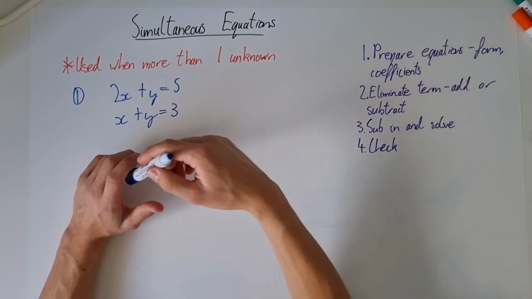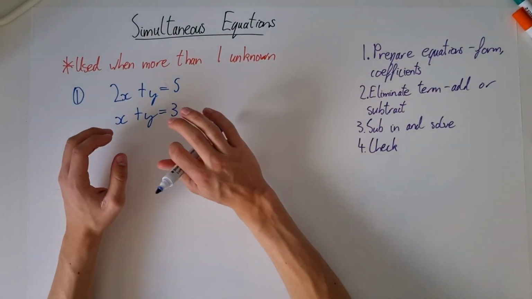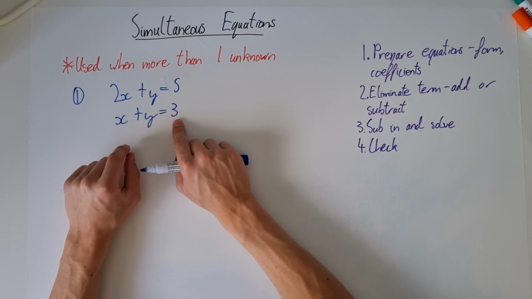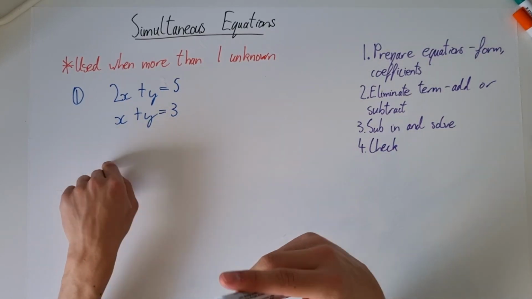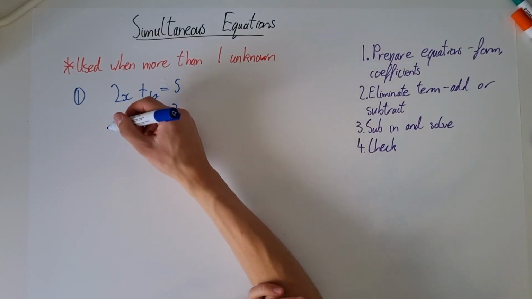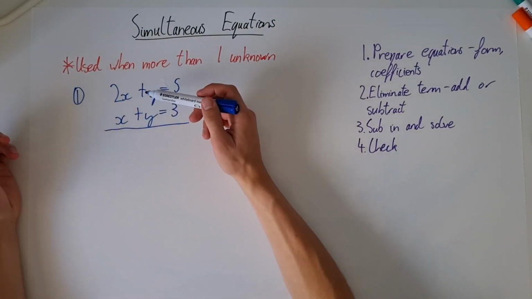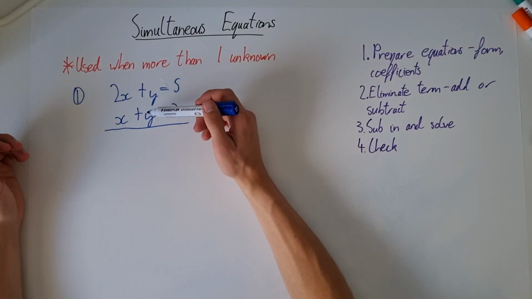And then its form, they're both in the correct form of having, for simultaneous equations, you want both your variables on one side and then your real number on the other. And I get this is quite complicated, but you'll see why we do this in the next step. So in the next step, what we do is we need to get rid of one of these terms. So we either add or subtract the equations.